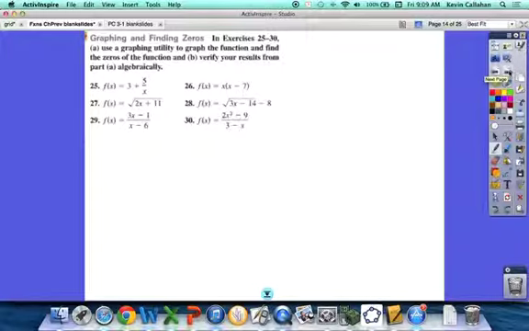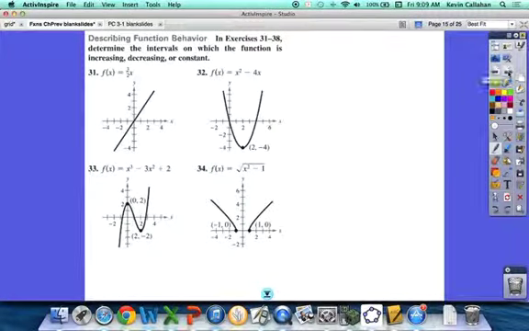And you understand the concept of finding zeros graphically. How does that work? Yeah, if it touches or crosses the x-axis, that's a 0. So graph it, look for the zeros. 15.